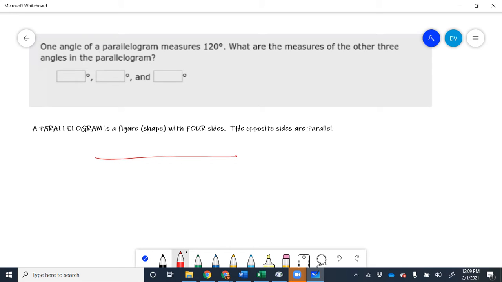Parallel, by the way, is like train tracks. They never cross. These two lines are parallel. These two blue lines are parallel, and these two red lines are also parallel. It auto-corrected and made everything blue. But that's a parallelogram. It's kind of like a slanted rectangle.